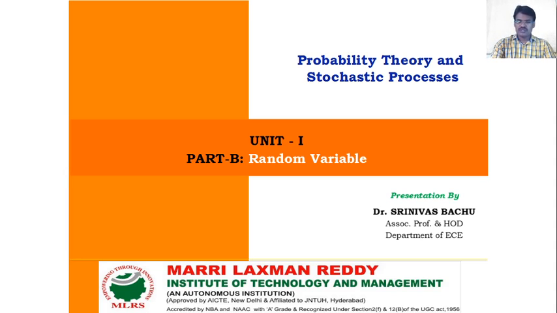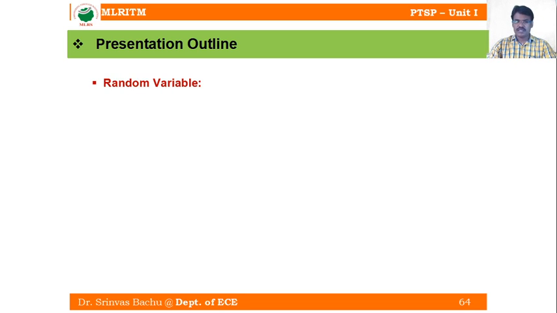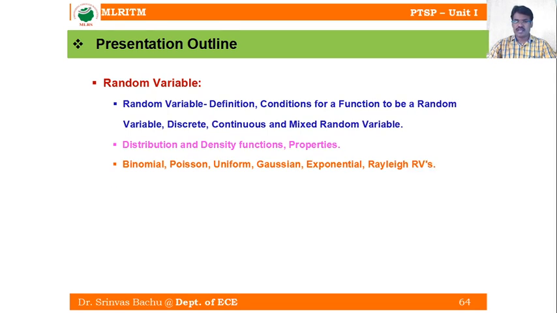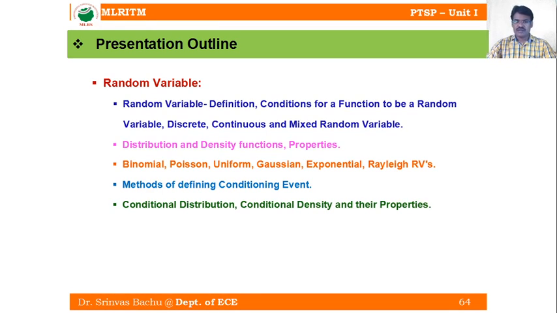Right. In today's session, the presentation outline, we will discuss the random variable, the conditions for a function to be a random variable, and the types of random variable. So this is what we will discuss in today's class.